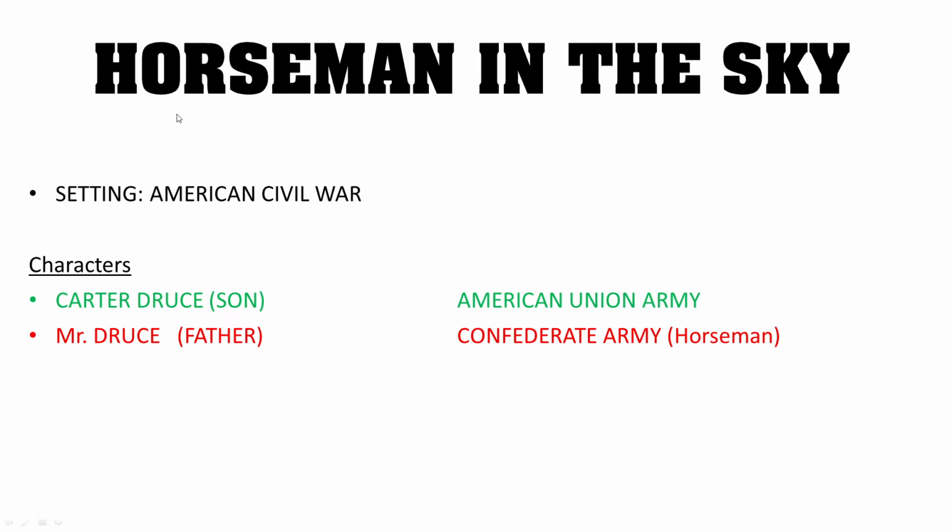What topic do we see? Horseman in the Sky. Here, the horseman is exactly the father, Mr. Dews. He is from the Confederate Army. He comes with a horse on the hill. When the sun sets the fire, then he flies like a horseman in the sky and dies.